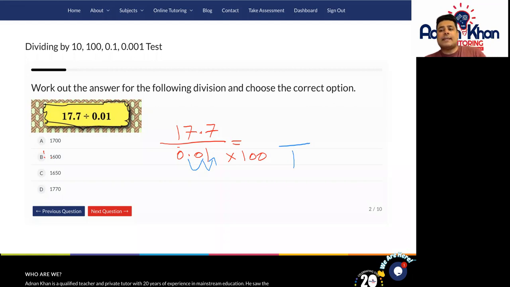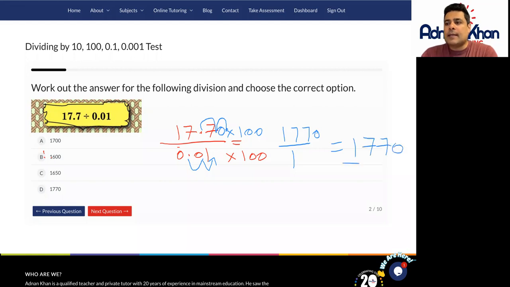We do exactly the same thing for the top. We multiply by 100 because the denominator we multiplied by 100, so the numerator has to be multiplied by 100 as well. So we move the decimal point now twice to the right. So once and then twice. And in the gap, we just stick a 0. So in this case, the answer will be 1770. So 1770 divided by 1 gives us 1770 as our main answer.